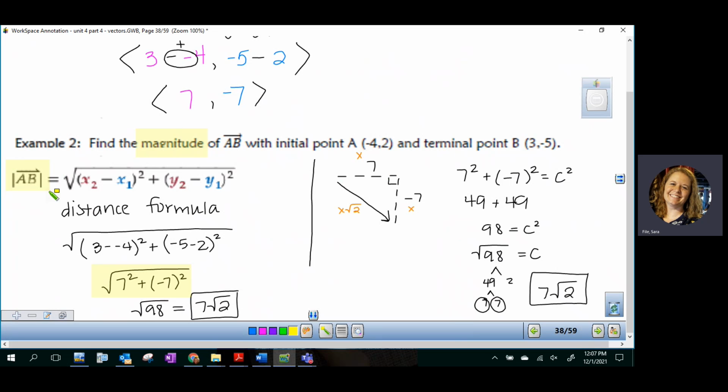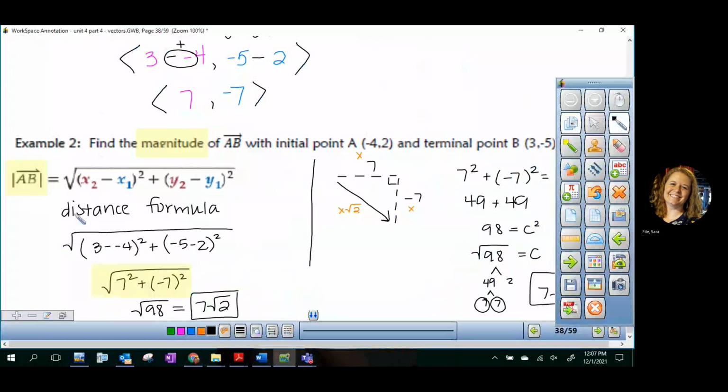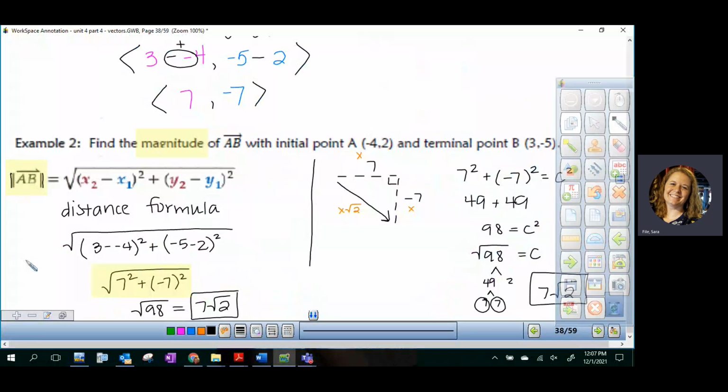This symbolizes these bars. Sometimes it looks like one, but they could be double bars like that around your vector. That means magnitude. They want the length of the vector. I thought it was absolute value. That looks like absolute value symbols. Yes, that's why I'm highlighting it and explaining it for vectors. When you see that symbolism, they're asking for the magnitude.